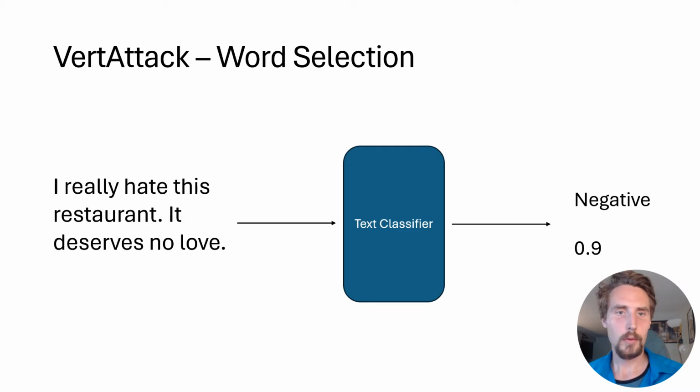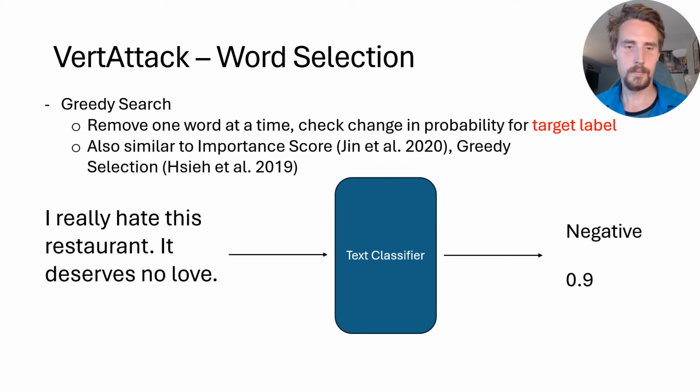And so for word selection, the first thing VertAttack needs to do is, given the input text, decide which words in here it should modify such that it'll change the label that's given by the text classifier. And again, the text classifier for a given text will give a label and then the probability for that specific label. And so for VertAttack, we adapt a previously used strategy called greedy search, also called greedy select before importance score, used in some other adversarial word level attacks. And within this greedy search, we remove one word at a time and check to see how that affects the target label probability.